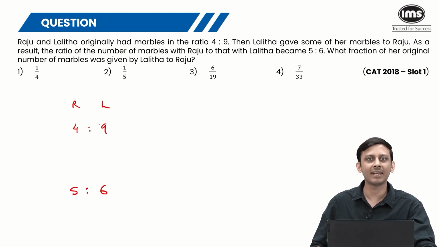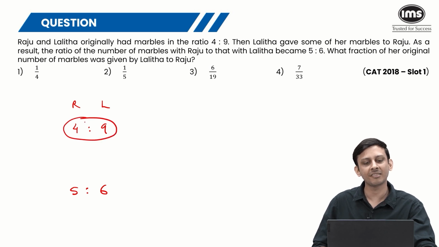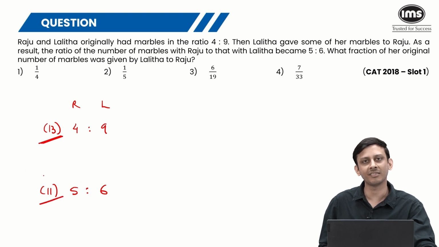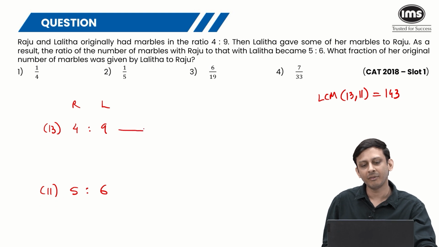Now since the key observation is that the total is remaining the same, let's focus on the total. 4 parts and 9 parts, that is a total of 13 parts. 5 and 6, that is a total of 11 parts. Now we need to make these totals the same, because that is what is actually happening. So for 13 and 11, we will take the LCM. LCM of 13 and 11 is of course 13 into 11, which is 143. So we'll make both of these totals 143. The first one, which is 13, we'll have to multiply with 11, and the second one, which is 11, we'll have to multiply with 13.